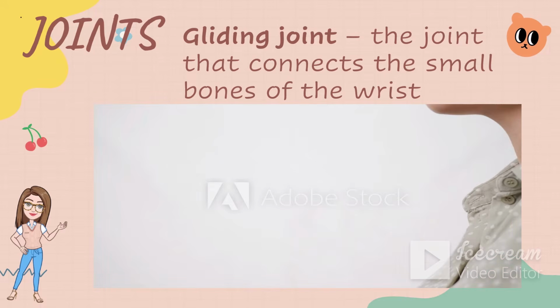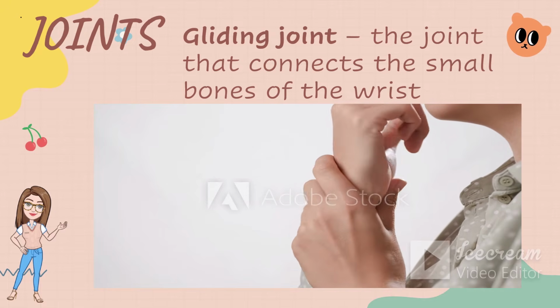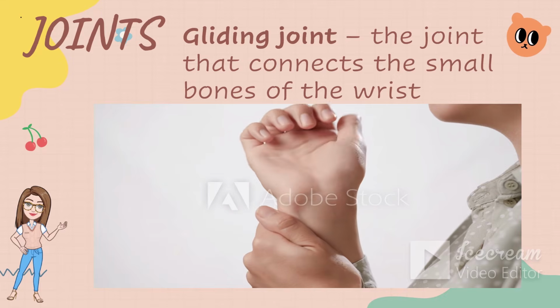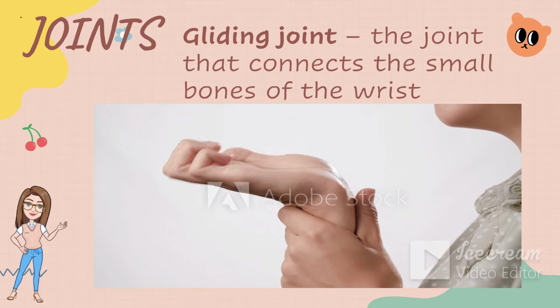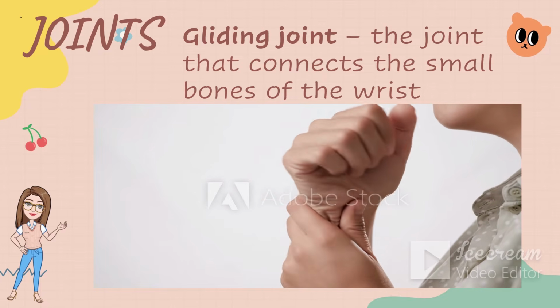Press your wrist and move your hand up and down as if you are waving. What do you feel? The small bones of the wrist slide over each other. The joint that connects these bones to the lower arm is the gliding joint.